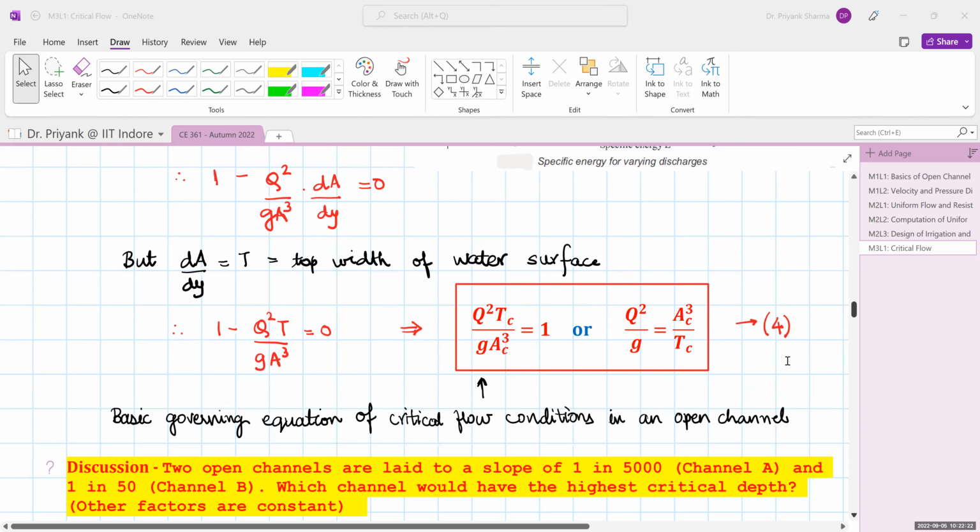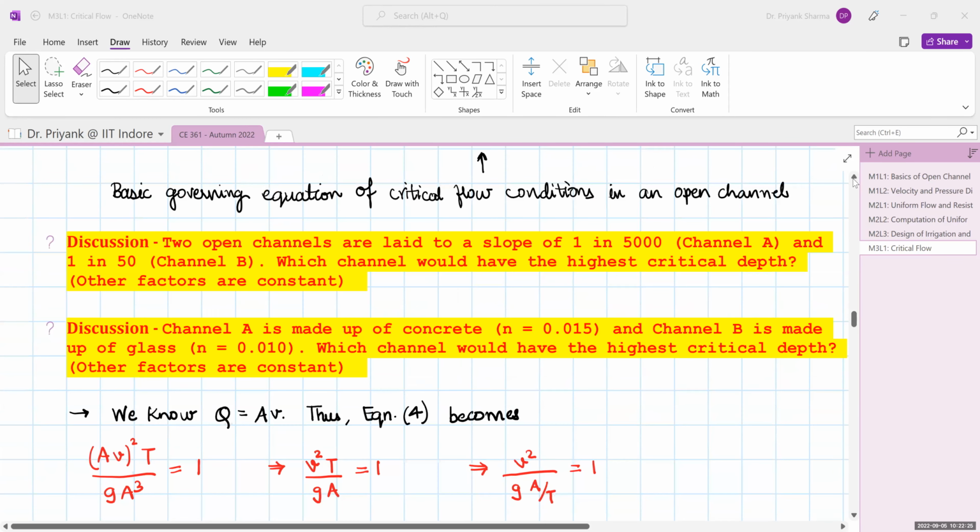Moving ahead, let us have two discussion questions based on this criterion for critical flow. There are two open channels. One is laid to a slope of 1 in 5,000 and another is laid to a slope of 1 in 50. So one is a flatter slope, another is a steeper slope. Which channel would have the highest critical depth? You have to answer, other factors remaining constant. Another question: if I change the roughness, one channel with a higher roughness and one with a lower roughness, which channel will have the highest critical depth? These are the two questions which you need to answer.